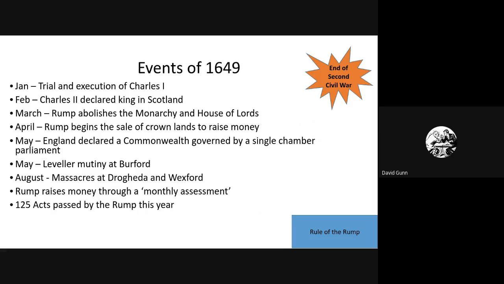So 1649, because the rump is in place, there's the trial and execution of Charles I. That could not have happened without the rump being formed, without Pride's purge. So you can link that to military involvement in politics. Scotland obviously disagree with this, and they declare Charles II king. The rump abolishes the monarchy and the House of Lords formally in March.